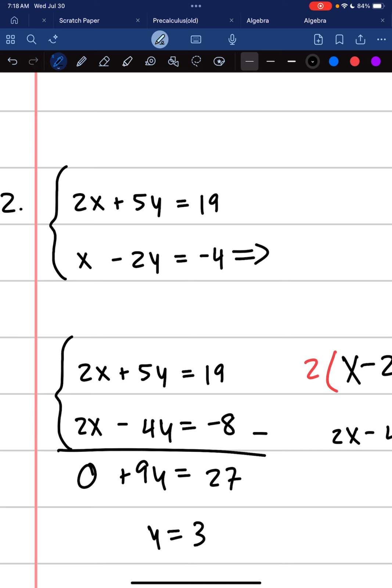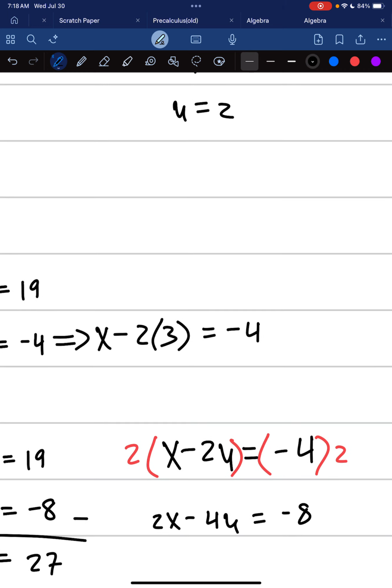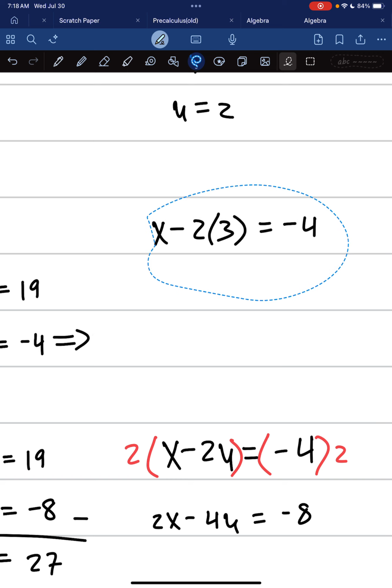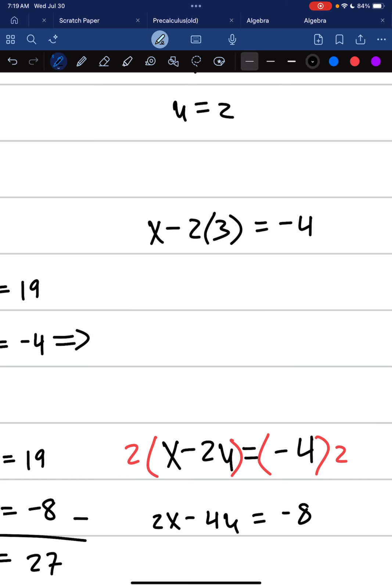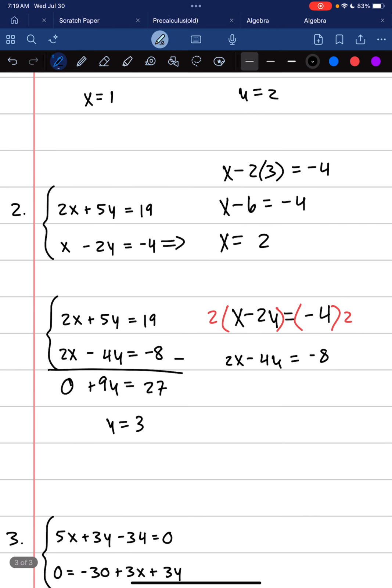So if I plug in y equals 3 over here, I get x minus 2 times positive 3 is equal to negative 4. 2 times 3 is 6, so x minus 6 equals negative 4. Then add 6 to both sides, x is equal to 2. So I get x equals 2, y equals 3.